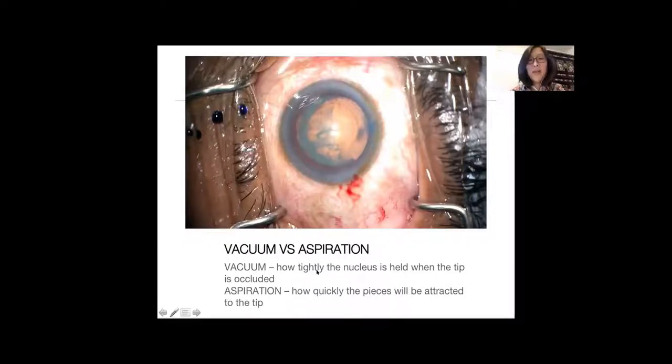The key here is you have to achieve total occlusion of the tip in order to get your maximum vacuum. Oftentimes I'll see people try to raise their vacuum when they haven't occluded the tip, and they're thinking, how come I'm not grabbing these pieces? The answer is maybe you're not completely occluding. So your physical movement of your handpiece to get the full occlusion is very important.